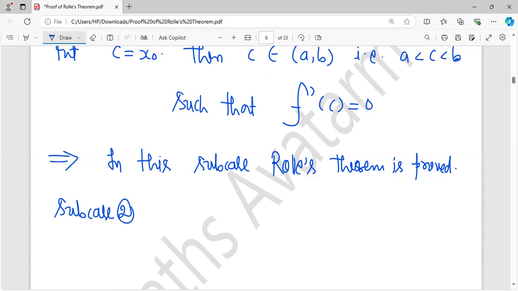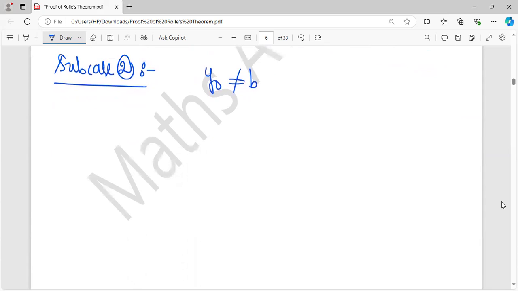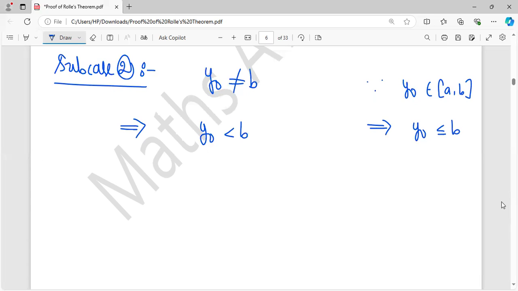Case 2. Okay, subcase 2. It means y naught is not equal to b. If y naught is not equal to b, this will imply that y naught is strictly less than b, because y naught belongs to the closed interval [a, b]. So this implies y naught is less than or equal to b. But y naught is not equal to b. What does it mean? It is still less than b. Now x naught is still less than y naught.